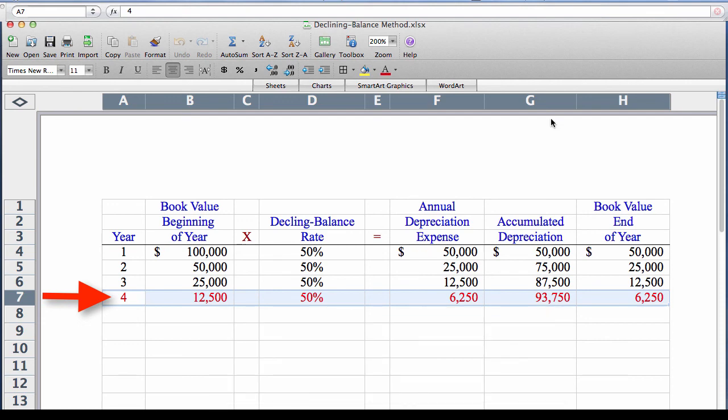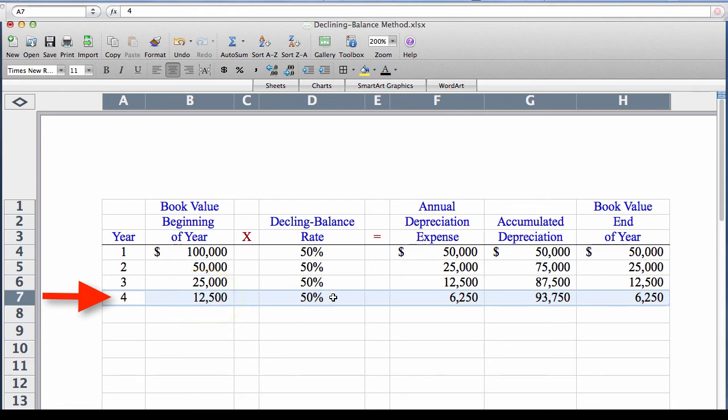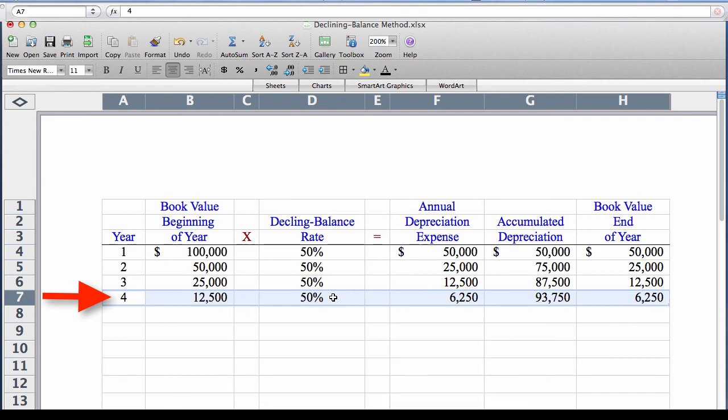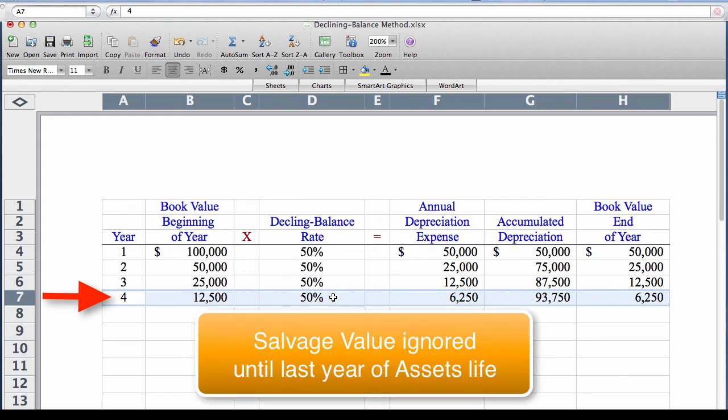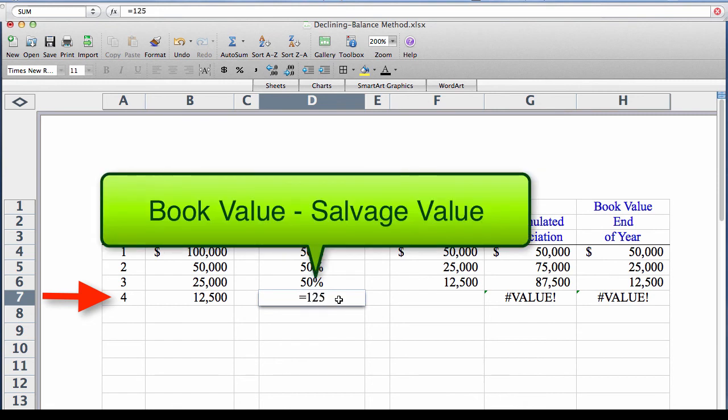Since this calculation for year four is incorrect, let me now illustrate the correct way to calculate depreciation in year four. In year four, we will start with the asset's book value, but instead of multiplying it by the declining balance rate, we will calculate it based on the asset's salvage value. If you will remember, under the declining balance method, salvage value is ignored until the last year of the asset's life. As a result, depreciation will be calculated by taking the book value of the asset at the beginning of the year, $12,500, and subtracting the $10,000 salvage value.